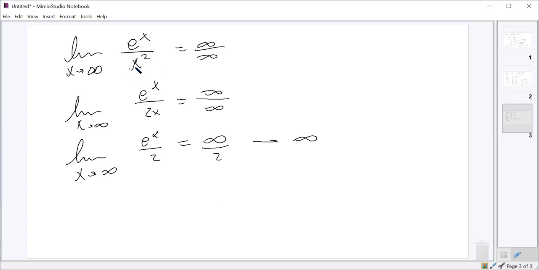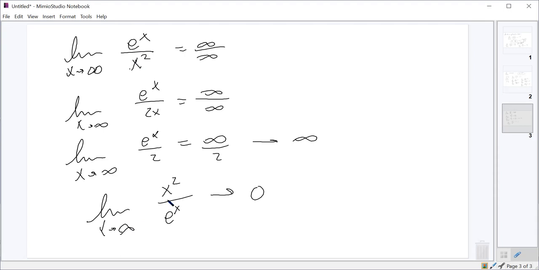If the denominator is increasing more quickly than the numerator is, then we know that it's going to be approaching 0. So if we had x squared over e to the x, rather than writing out L'Hopital's rule a couple of times, we can just say this is 0 because the denominator increases more rapidly than the numerator.